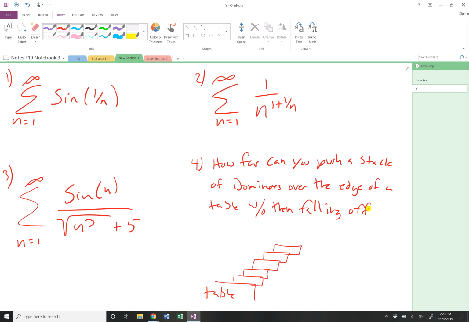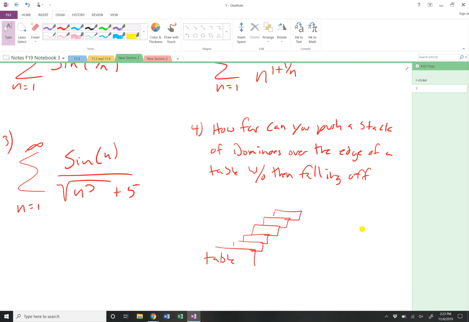So let me take a second and explain 4 for the students that get that far. Imagine you have infinitely many dominoes, and you're going to start making a stack on the edge of a table, and you want to have your top ones pushed out further than the lower ones, and you're trying to get this edge out as far as you can from the table without them falling over. The question is, how far can you get that stack to reach over the table?